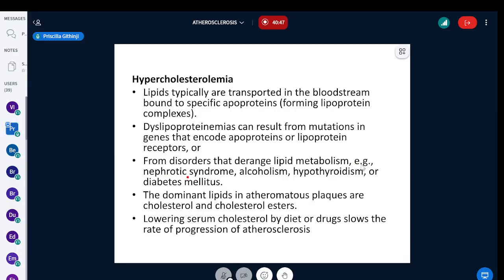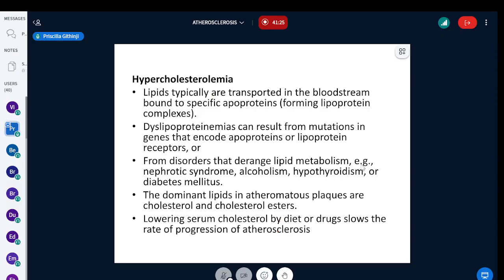You can also have certain disorders that derange lipid metabolism. For example, patients who have nephrotic syndrome, which you're going to learn about this semester, those who are alcoholics, in hypothyroidism, or in patients who have diabetes mellitus. They have deranged lipid metabolism and end up having increased lipids within their bloodstreams. The dominant lipids in atheromatous plaques are usually cholesterol and cholesterol esters. So lowering serum cholesterol by diet or drugs slows the rate of progression of atherosclerosis.